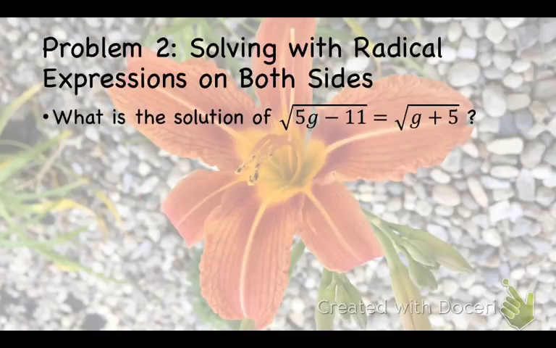Problem number 2. Solving with radical expressions on both sides. As we take a look here, what is the solution of the square root of 5g minus 11 is equal to the square root of g plus 5? How can we solve this problem? Well, my radical signs, my square root symbols, are isolated. They're on their own sides.